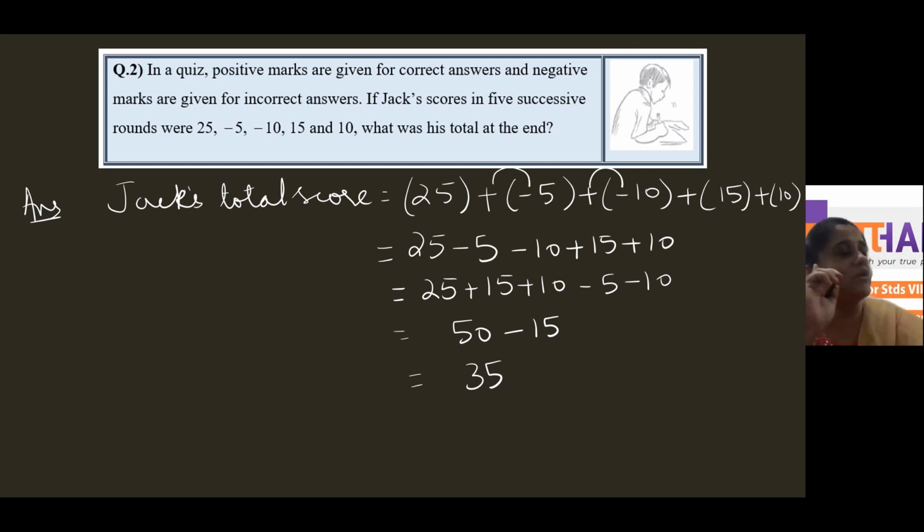Do you all understand? First, write all the scores in a bracket. Connect the brackets with a plus sign because we have to find the total score. Then remove the brackets. Multiply the signs and remove the bracket. That's the second step. After removing the brackets, collect all the positive numbers and then the negative numbers. That's the third step. Now find the sum of all the positive numbers and the negative numbers. Then the final answer. This is the procedure.